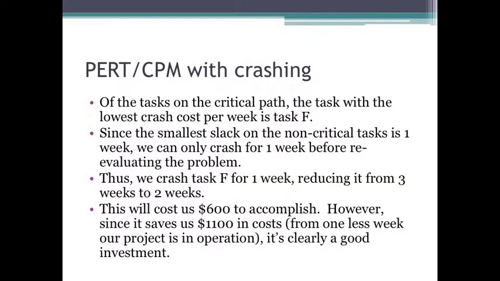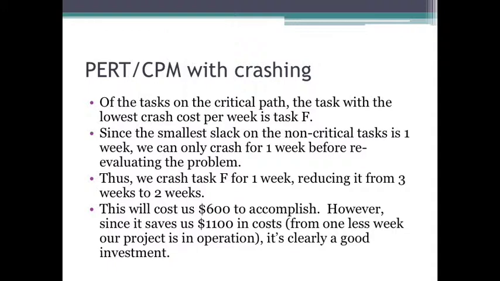So, we have a number of tasks, but you'll note that it's only the tasks on the critical path that can help us. The task with the lowest crash cost per week is task F. So it's the biggest bargain, the best bargain. Of our options available to crash, crashing task F is the best option available. So, we're going to crash task F.